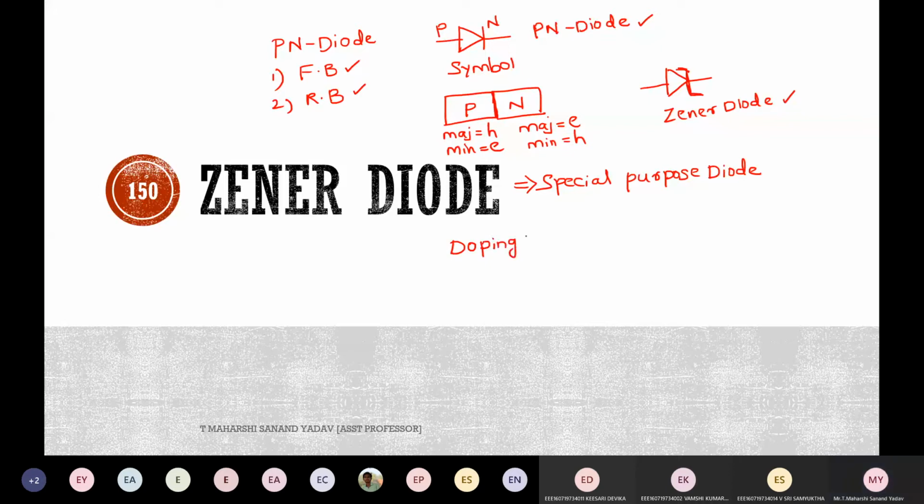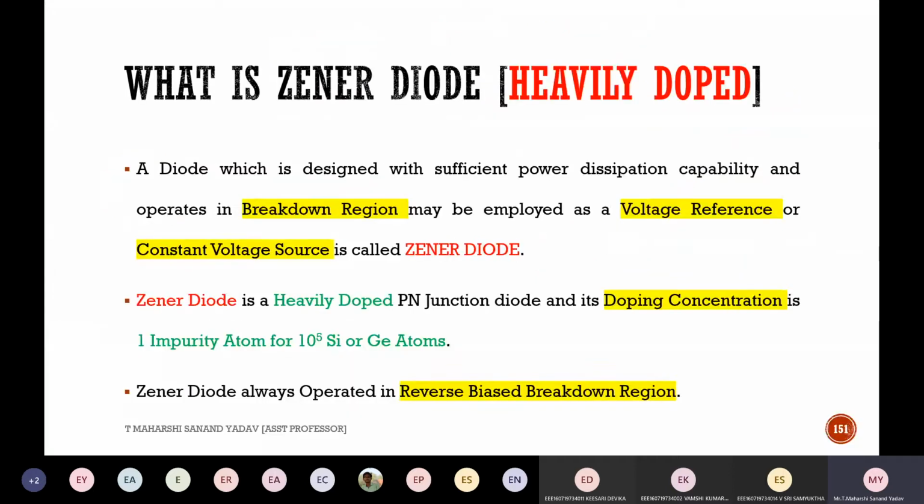See, what is doping? Converting into impure form of a semiconductor. Adding impurities. So adding impurities is nothing but doping. Why do we need to do doping? To increase conductivity level. To increase conductivity level, we go for doping. Now if you see this, the main difference is the doping concentration.